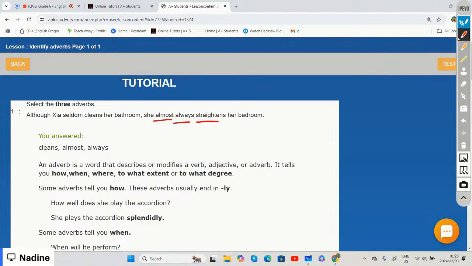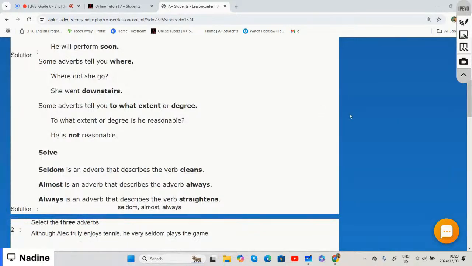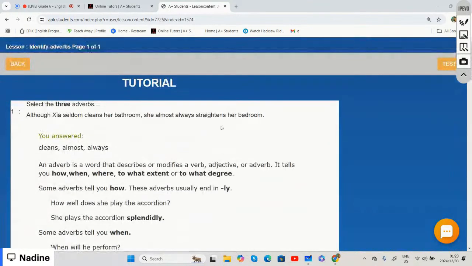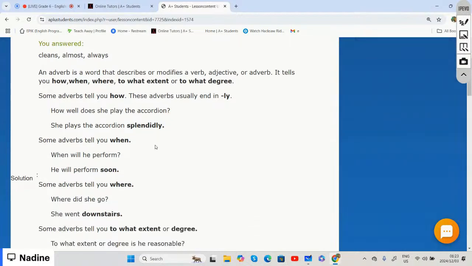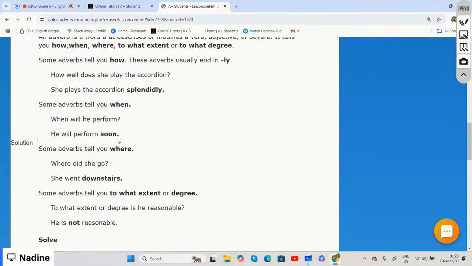So we need to select the three adverbs. And we said our three adverbs are, do we have the word? Oh, seldom. It tells us how often she seldom cleans, always straightens. Those are our words. So seldom, almost, and always. That basically is our adverbs.